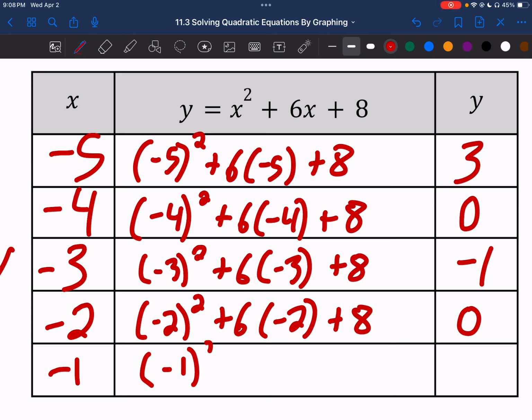Negative 1 squared plus 6 times negative 1 plus 8. Negative 1 squared is 1. Minus 6 is negative 5, plus 8 is 3.